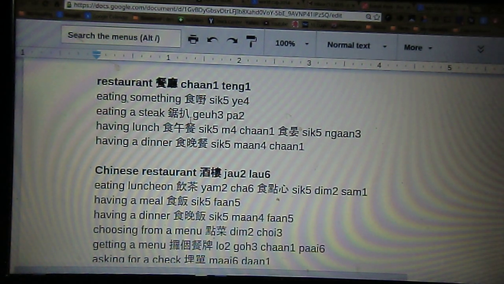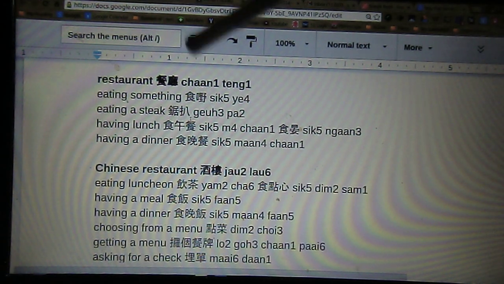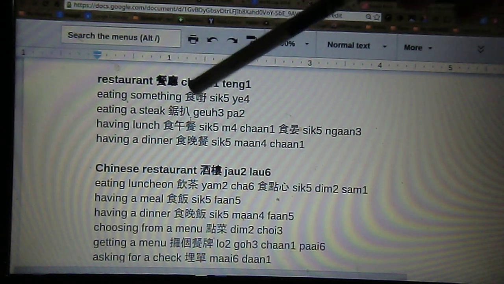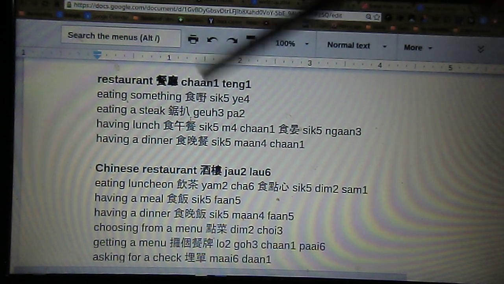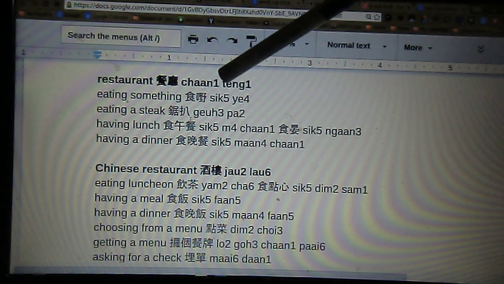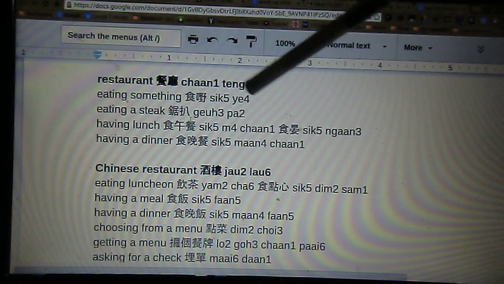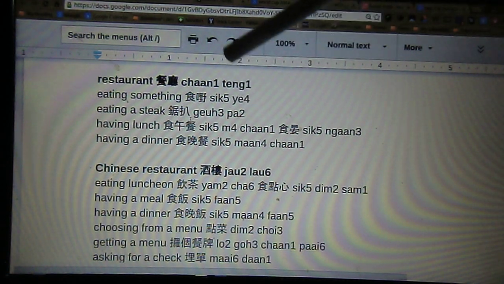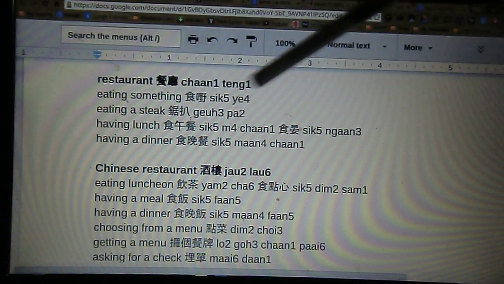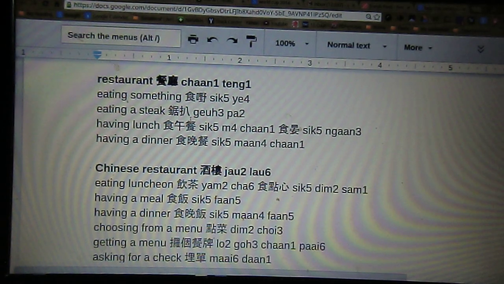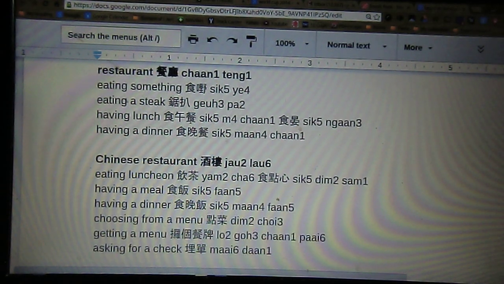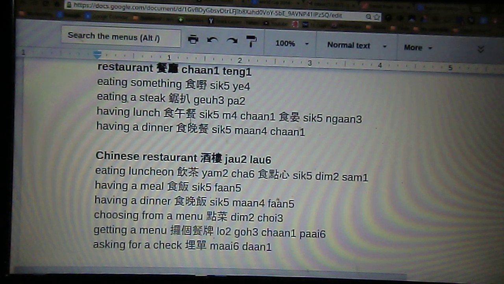A 餐廳 is for meal, right? What do you do? Well, you can 食嘢, eat something. 食嘢, 食嘢. 嘢 is tone 4, which is a rising tone. It's difficult. So tone 2 and tone 4 are the difficult tones, because for English speakers, English is actually a non-tonal language.